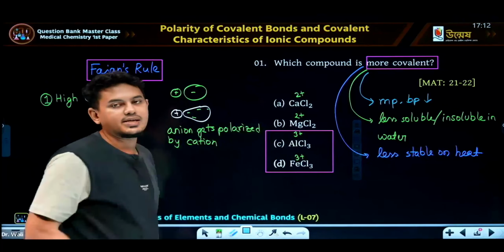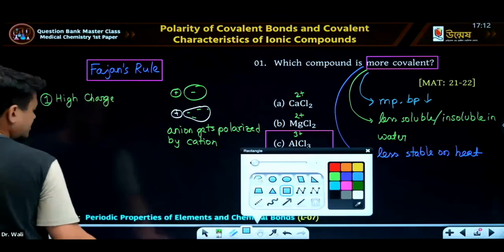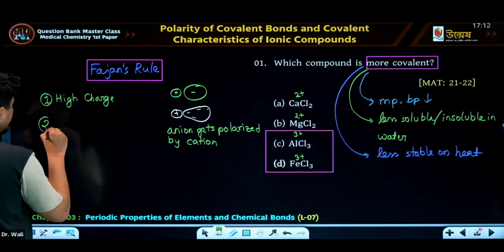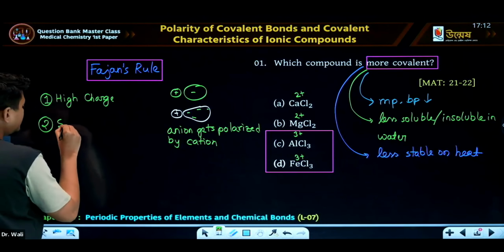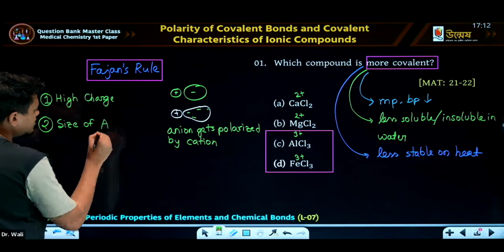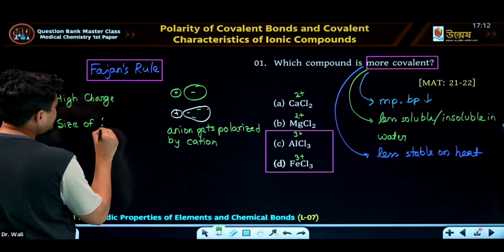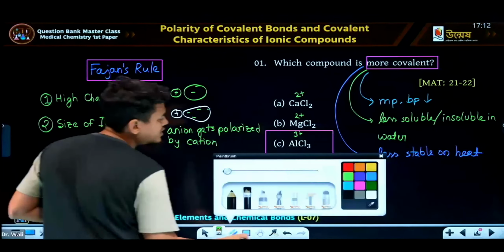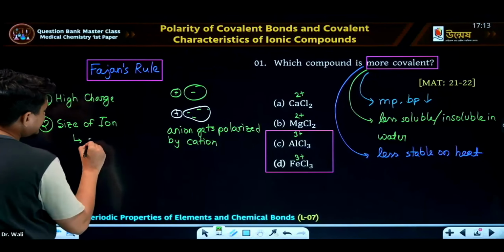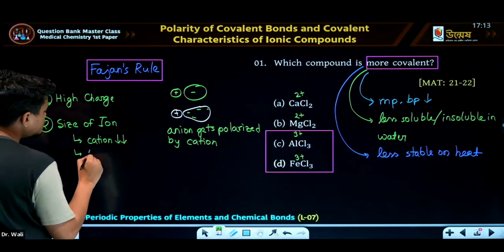Our answer lies between C and D, and now we have to determine which one is the more appropriate one. Anyway, the next thing we have to look at is the size of ions. For size of ions, we have two different theories. The cation should be smaller and the anion should be larger.